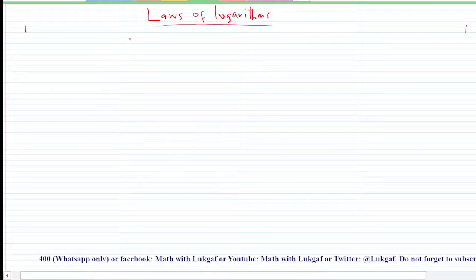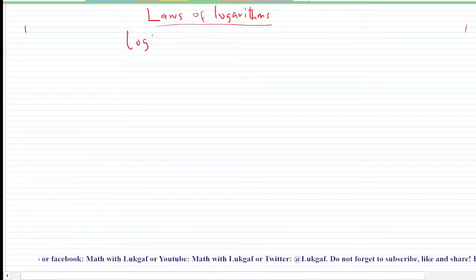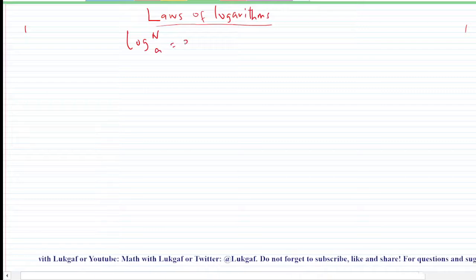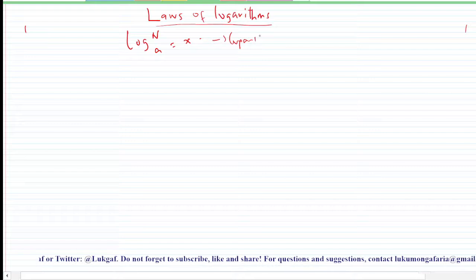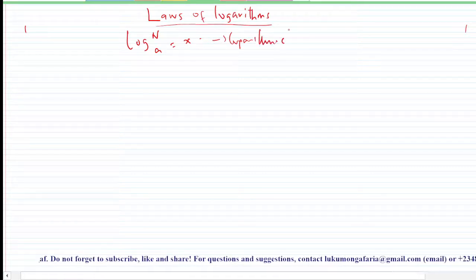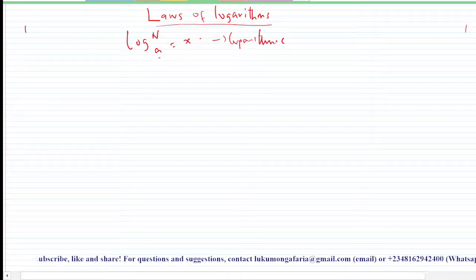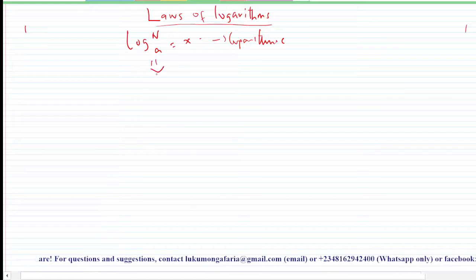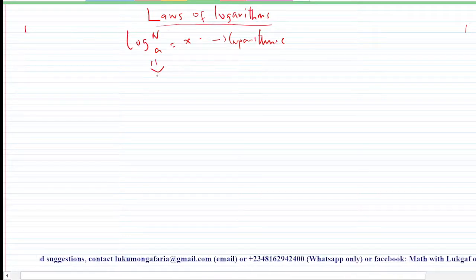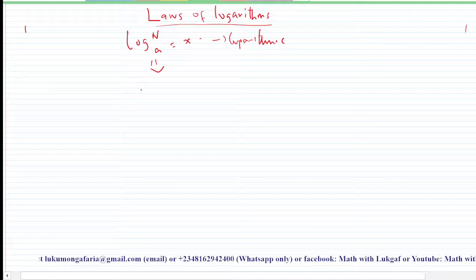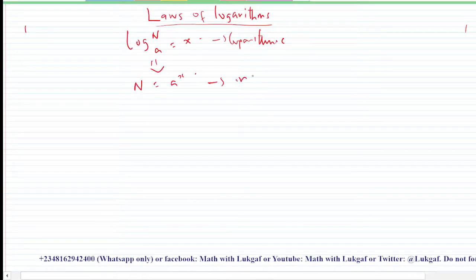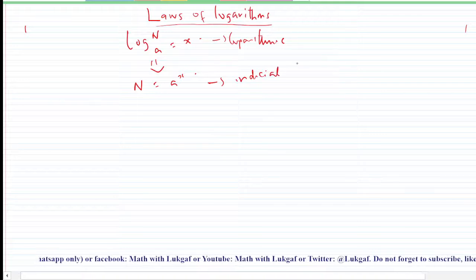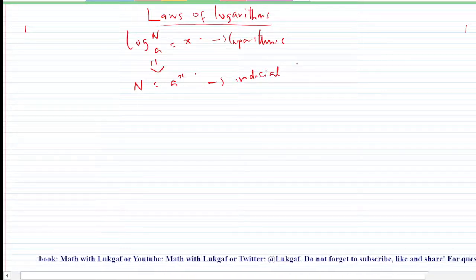So for example, I said if I have log n base a equals x, this is a logarithmic equation. I told you that you can change this to an indicial equation, which is going to give you n equals a raised to power x. Please don't forget, this is the relationship between the indices and logarithm.